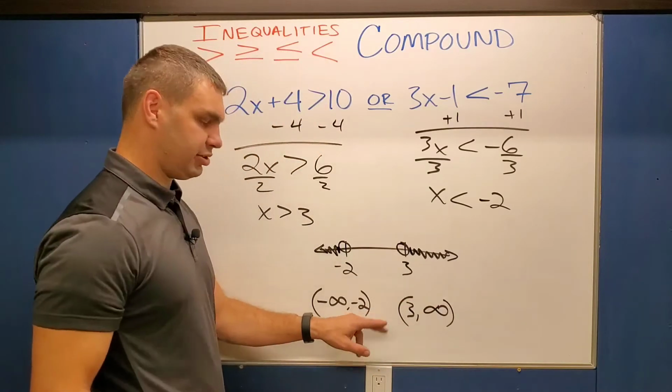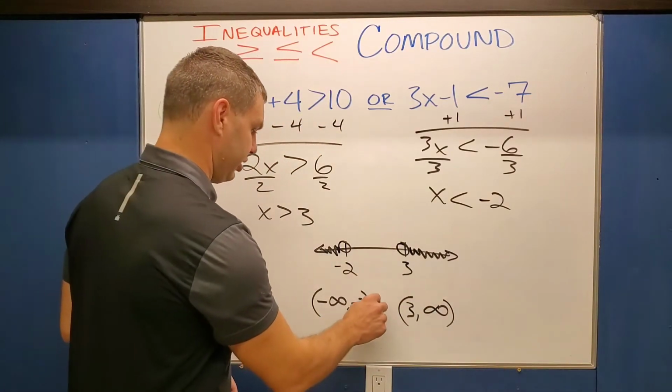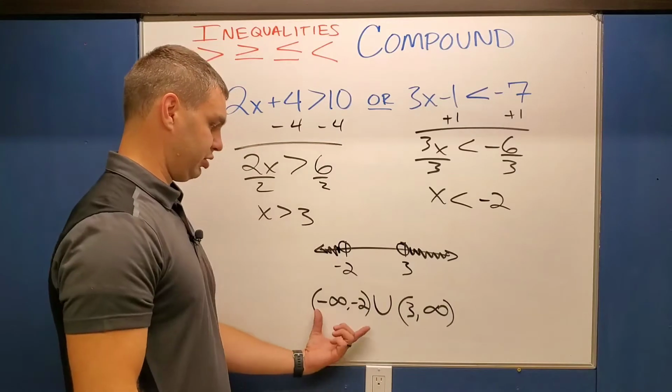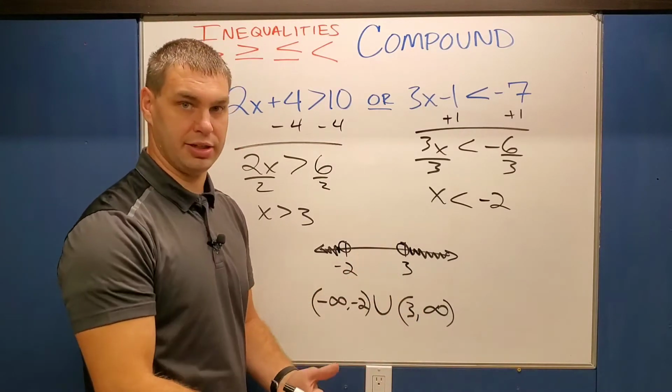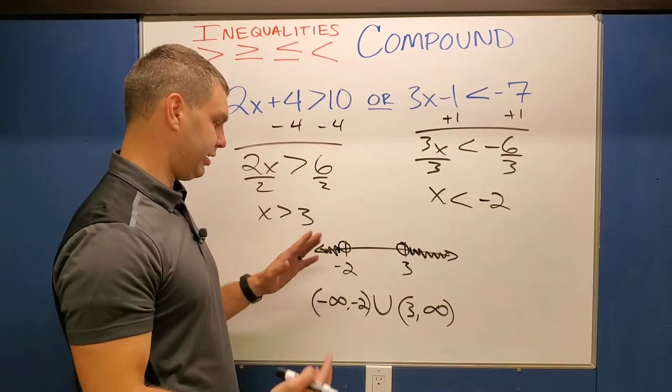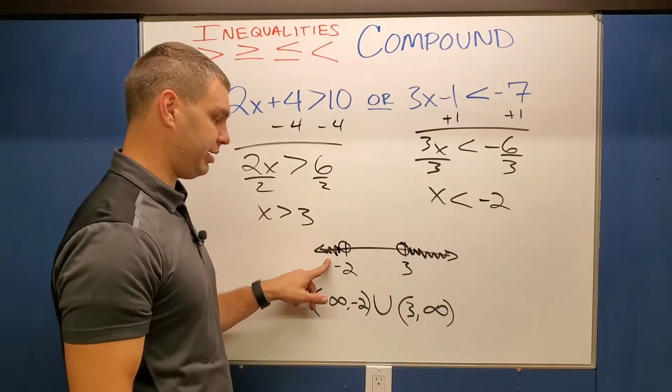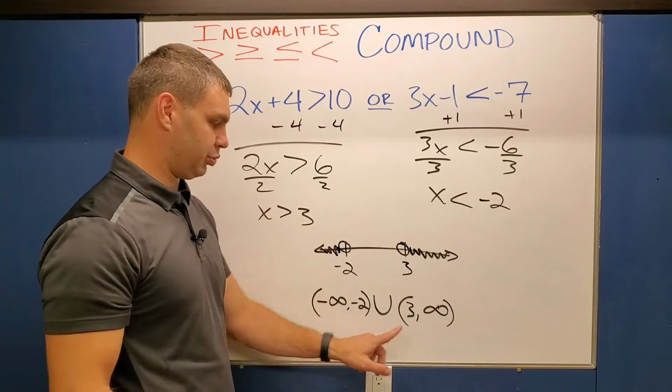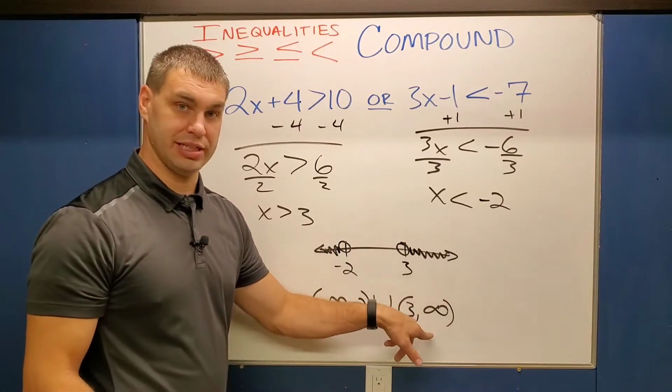Okay, and then some teachers will have you put what's called the union symbol in between those, because you need both. You're going to union those together, and if you have a number you're working with, that could be a solution if it falls within either of those 2 sets of the interval notation.